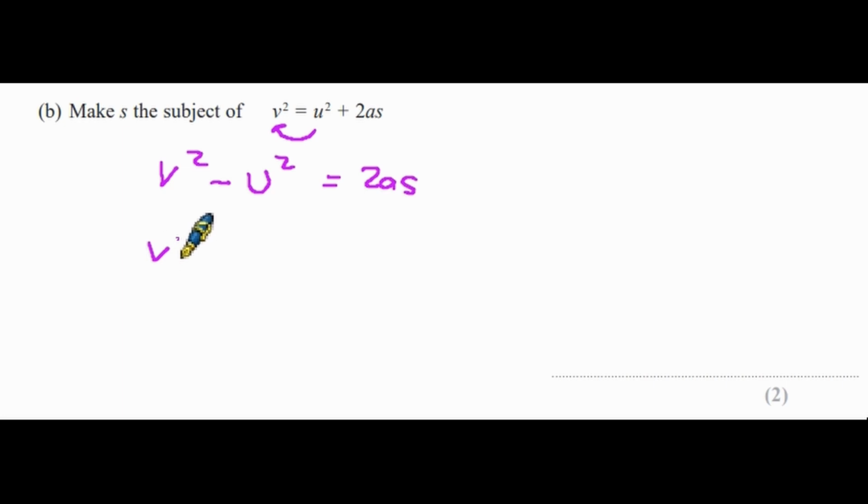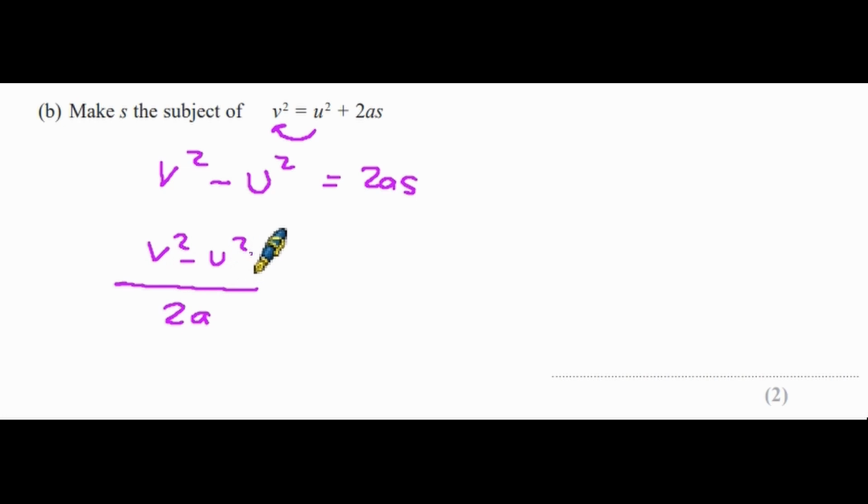The next thing we need to do, well, we've got v squared minus u squared. We need to move the 2 and the a. It's all multiplied together here. So actually we can move the 2a all in one go. At the moment the 2a is being multiplied by the s. It's a multiply. Therefore we take it to the other side and it becomes a divide.